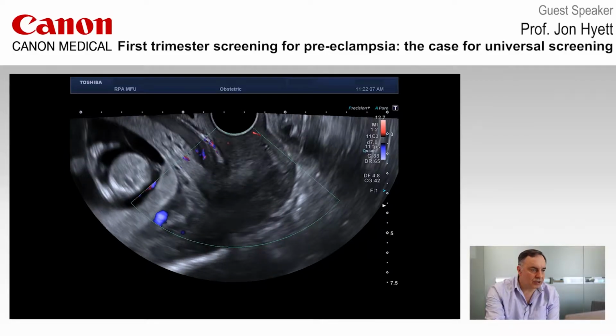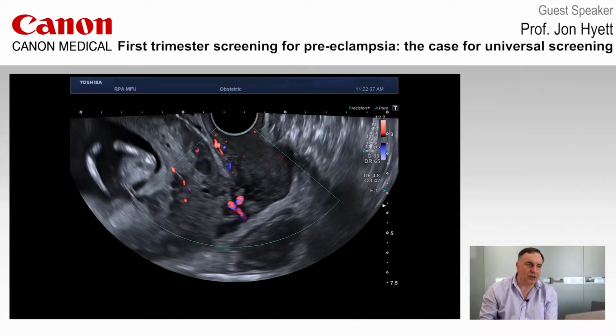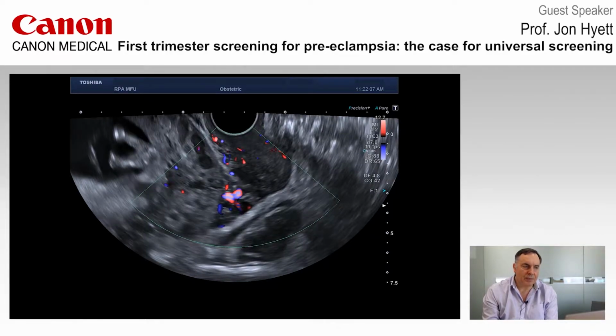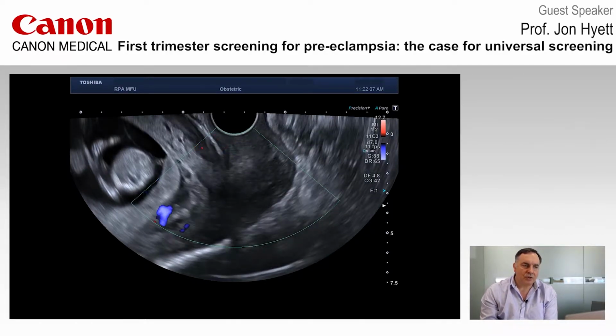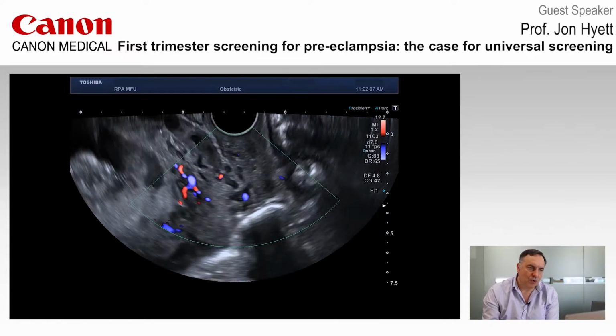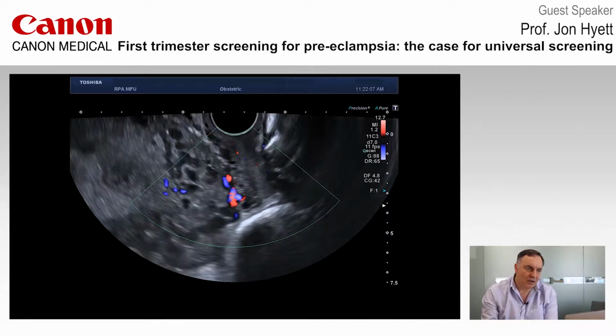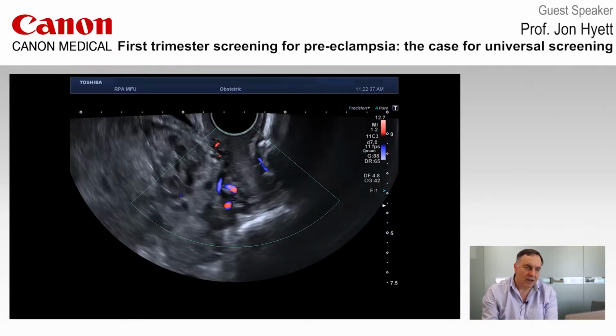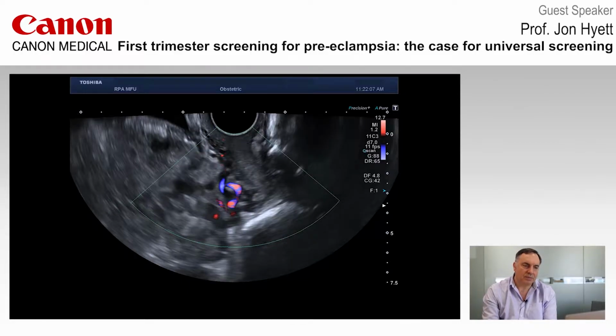And then this is also just to demonstrate that you can use a transvaginal approach. So if you say are measuring cervical length in the first trimester, if you just rotate the probe about 40 degrees and then come out to the lateral wall of the cervix, again you can just see that you can pick up the uterine artery quite clearly using a transvaginal approach.